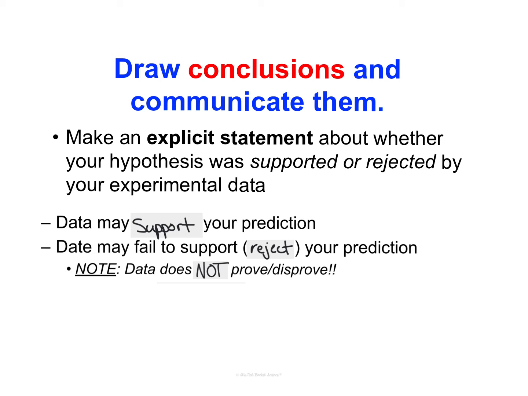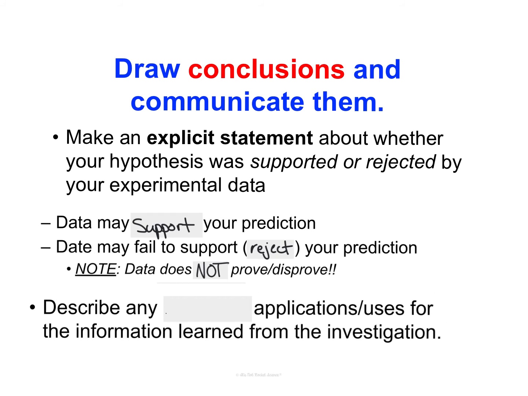So just a little side note of why we don't use these two words of prove or disprove is because science is just the best answer that we have right now. In the future, they may come along with something that shows that we're wrong currently. So we're not proving or disproving, just the best answer for right now. It's also important that we describe any real-world applications or uses for the information learned from the investigation.